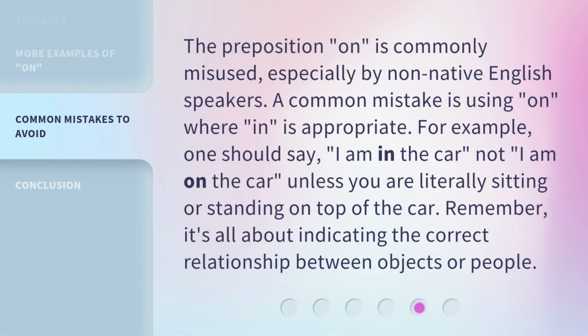The preposition on is commonly misused, especially by non-native English speakers. A common mistake is using on where in is appropriate. For example, one should say, I am in the car, not, I am on the car, unless you are literally sitting or standing on top of the car. Remember, it's all about indicating the correct relationship between objects or people.